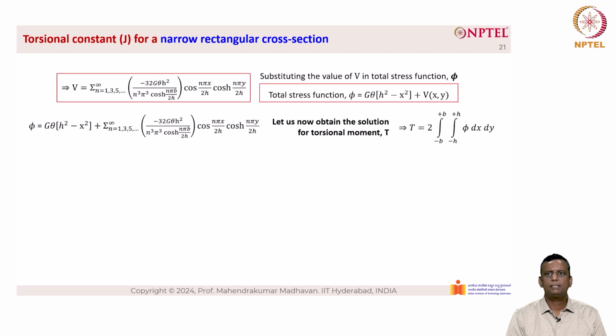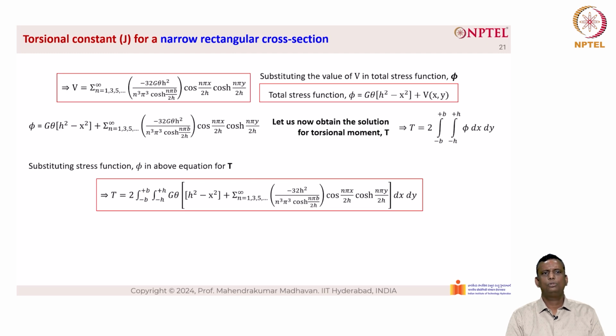So, now let us obtain the solution for the torsional moment T. The T is given as T equal to 2 into integral minus b to plus b, minus h to plus h, phi into dx dy. So, the equation of phi has been derived as shown on the left hand side of the screen. Now, substituting the stress function phi in the above equation, we have T equal to 2 into integral minus b to plus b, minus h to plus h, and then the value of phi, which is a long derivation, into dx into dy.